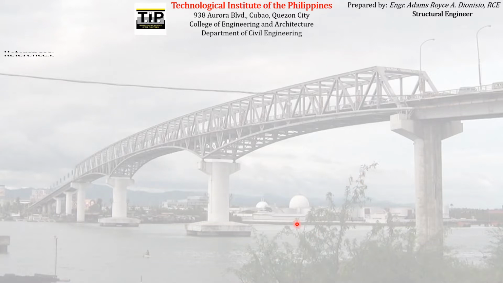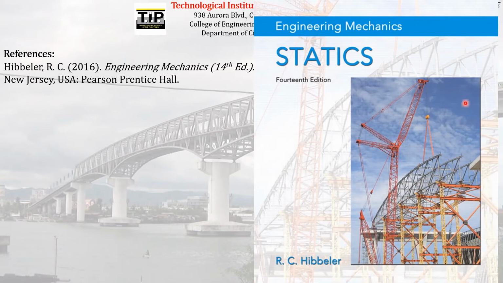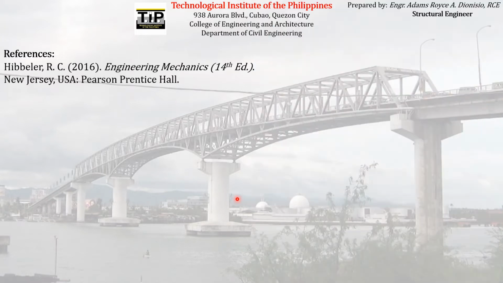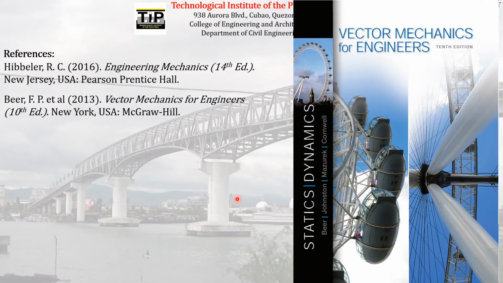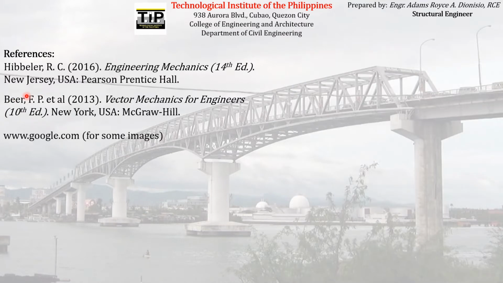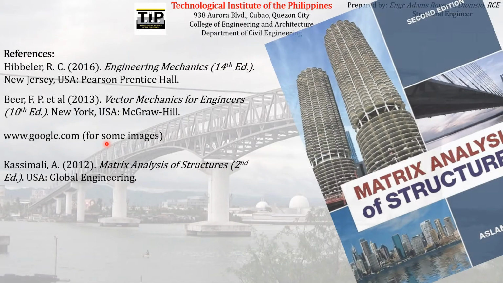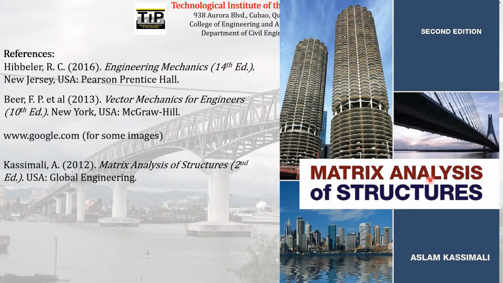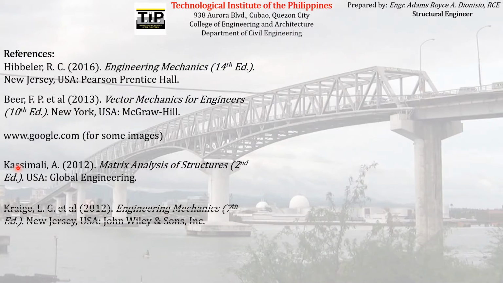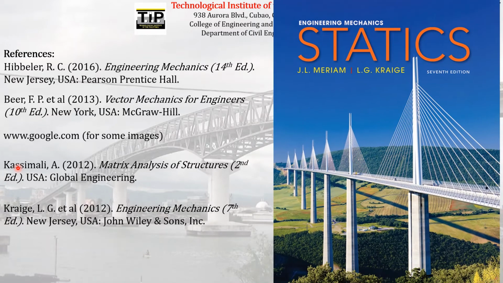The references that I have used on this presentation are Engineering Mechanics by Hibbeler, Vector Mechanics for Engineers by Beer et al. For some images, for clarification, and for better visualization, I have used Google. In some content, I have used Matrix Analysis of Structures by Casimadi. And last but not the least, Engineering Mechanics Statics by Craig et al. for some sample problems and problem set.